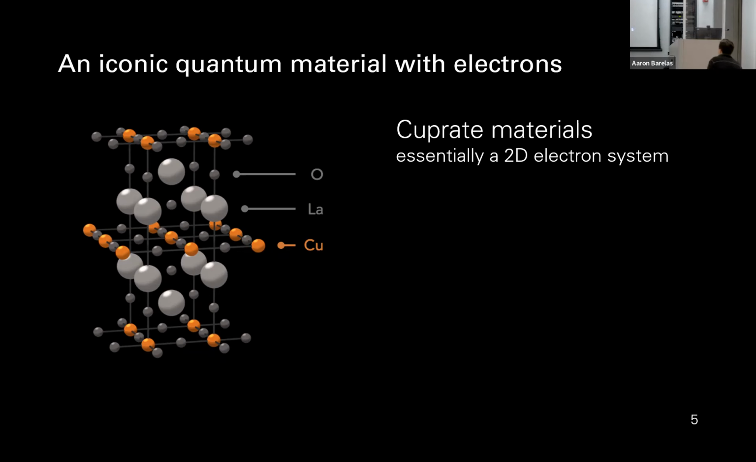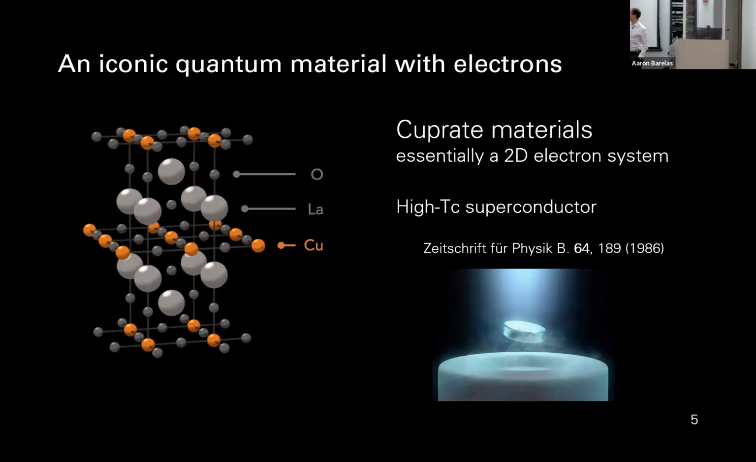So yeah, cuprate materials, although they can be simplified as essentially two-dimensional electronic systems, researchers at IBM in the 1980s showed that surprisingly at anomalously high temperatures, these kind of materials could behave as superconductors, namely materials with a zero electric resistivity.